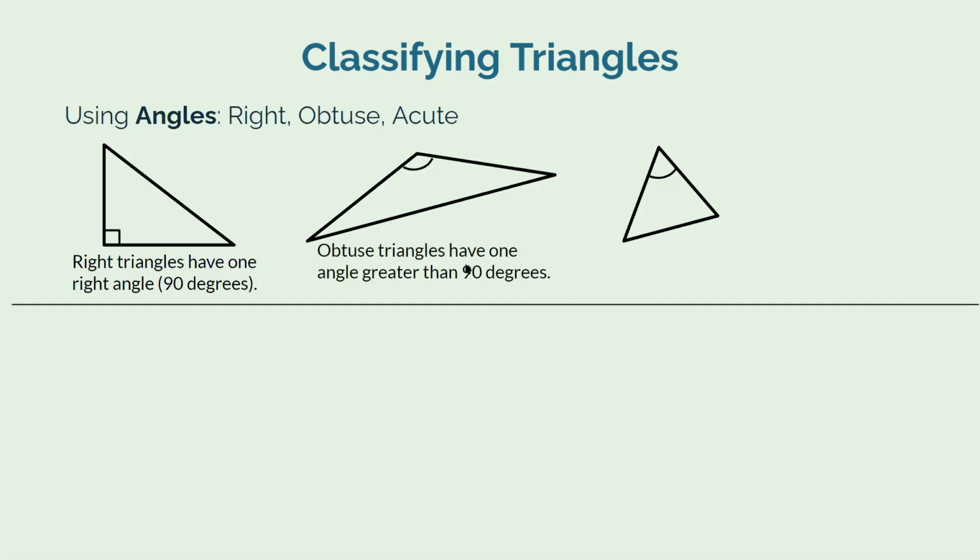The second type of triangle is called an obtuse triangle. These triangles have one angle that is greater than 90 degrees. And finally, the third type of triangle is an acute triangle. Acute triangles have all 3 angles less than 90 degrees. We're going to pause so you can write this down. Also, I think most of you know this, but the sum of the angles in every single triangle is always 180 degrees.